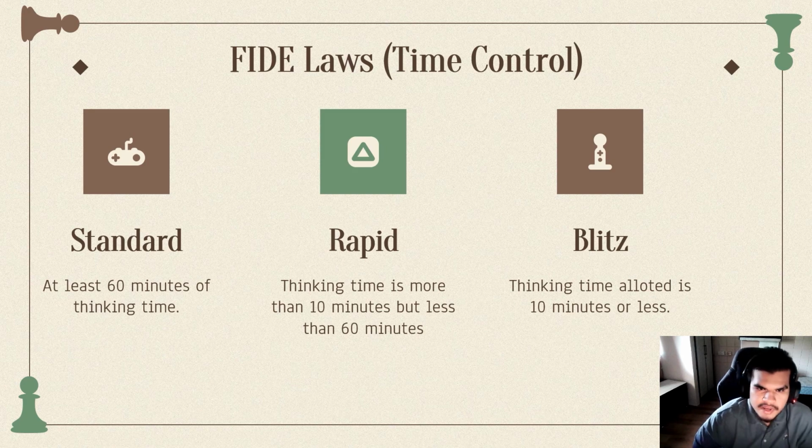So according to FIDE laws, there are 3 time control gameplay. The first one is standard time control, where each player has at least 60 minutes of thinking time. And the next one is rapid time control, where the time allotted is between 10 minutes and 60 minutes for each player. And while blitz time control only provides 10 minutes or less thinking time for each player.